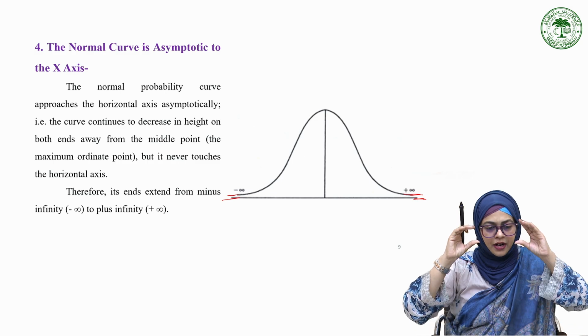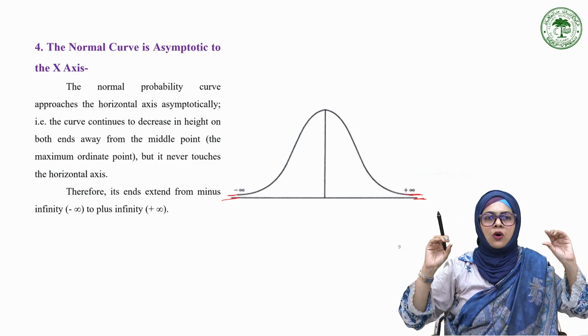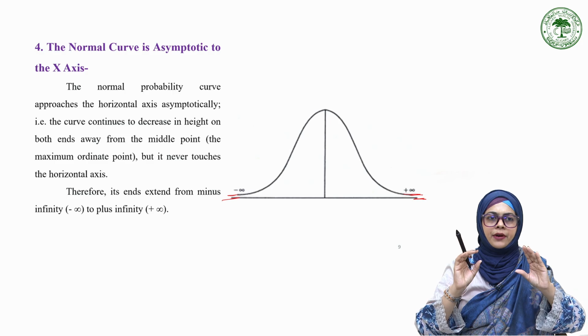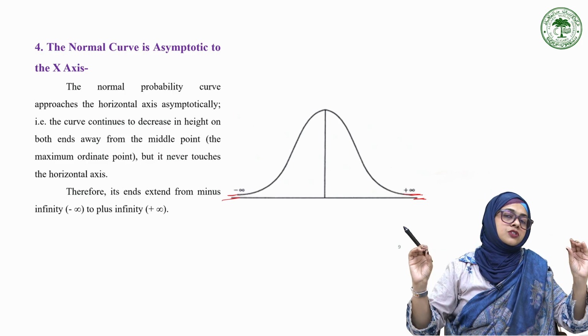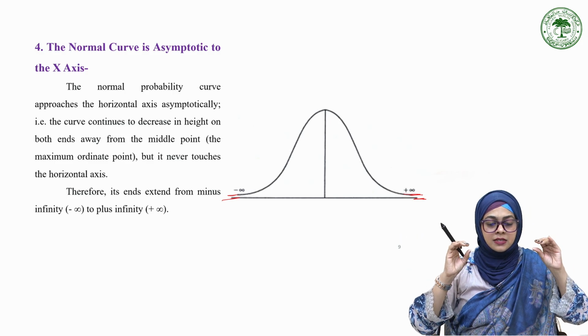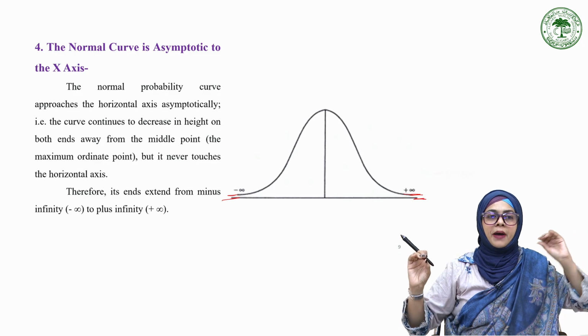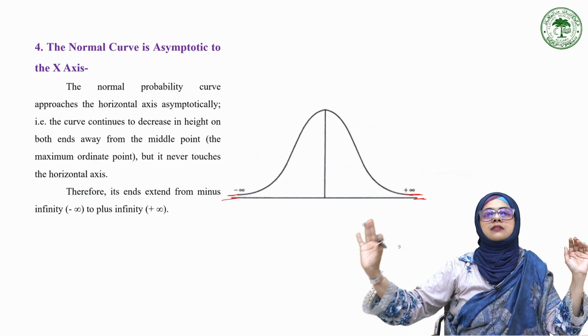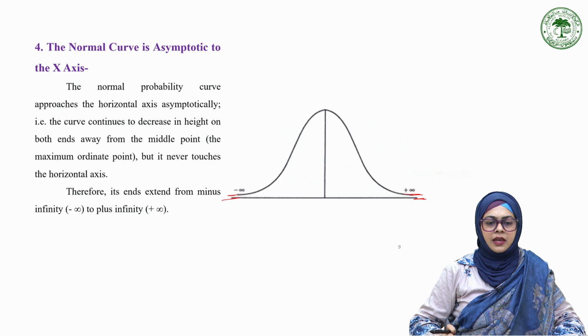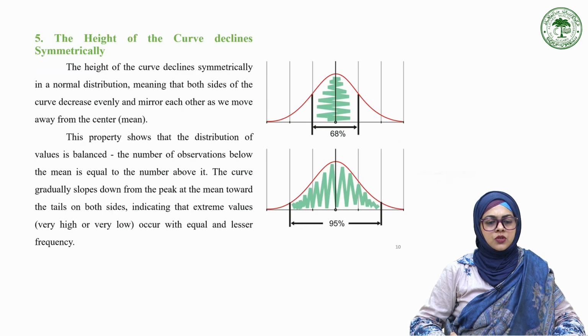So the curve continues to decrease in height on both ends from the middle point, but it never touches the horizontal axis. Therefore, it extends from minus infinity to plus infinity. So it is asymptotic. So the height of the curve declines symmetrically.